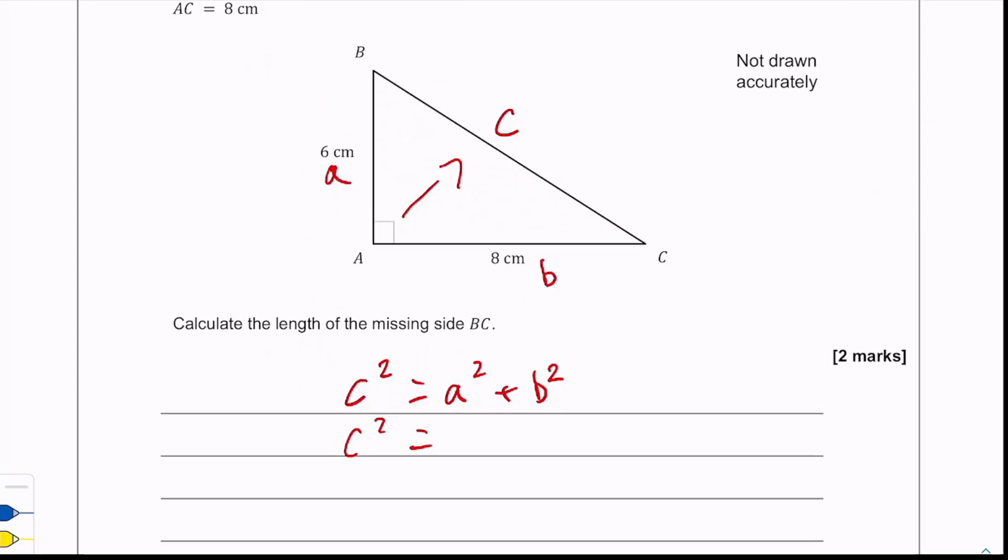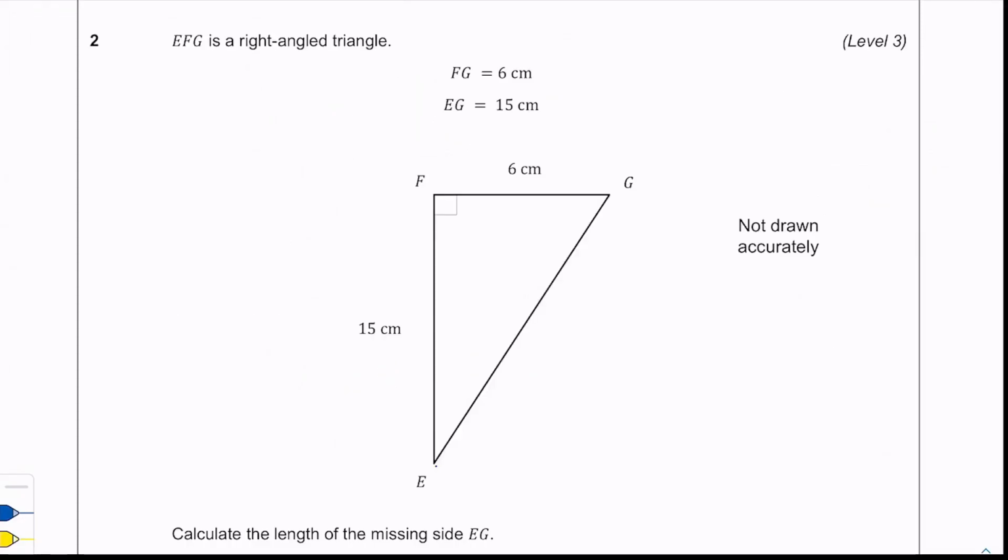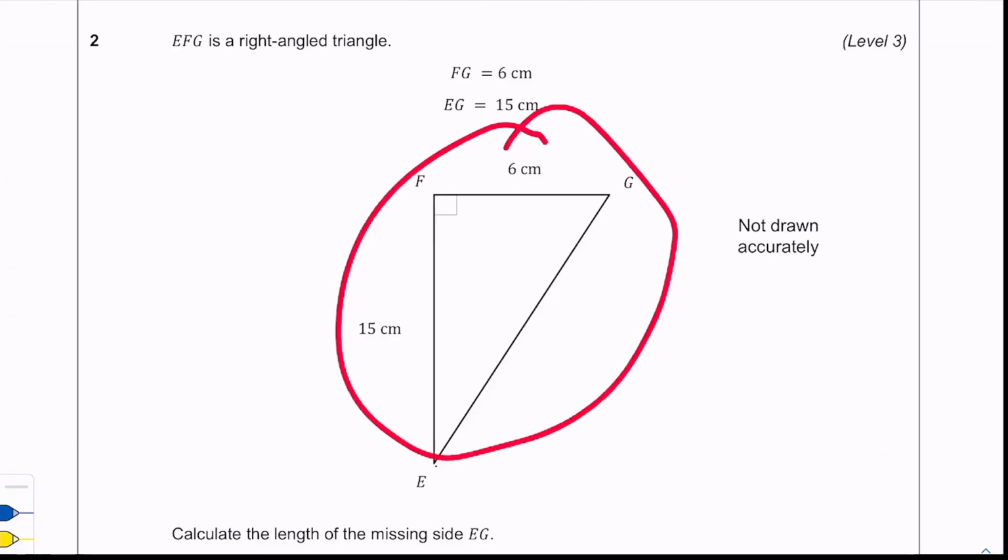We've then got 6 squared plus 8 squared. So C squared is equal to 36 plus 64, which is 100. Therefore we take the square root of both sides to get C is equal to 10 as our final answer, so 10 centimetres.